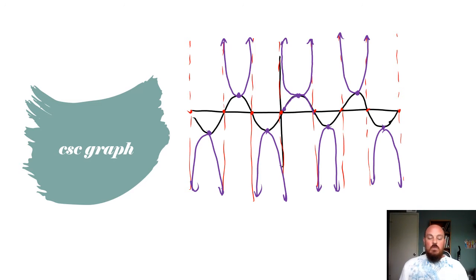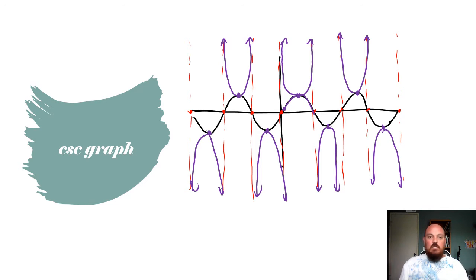So basically, the black graph is sine x. That's not part of the graph of cosecant x. I just drew that and used it to draw cosecant x. The true graph of cosecant x is just those alternating purple U shapes that I drew in. The red asymptotes are there to help you see the shape of the U's. The black sine graph is there to see kind of where the U's come from.